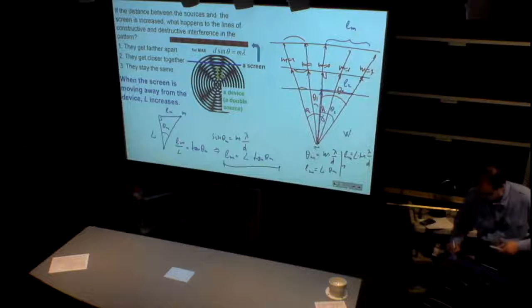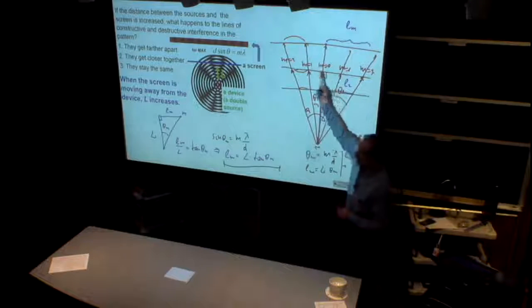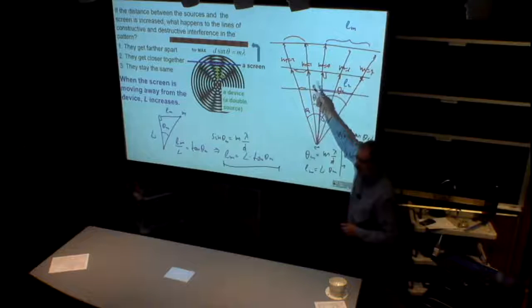Only when, keep it in mind, only when theta is small, much, much less than 1 radian. So that works for several maxima close to the central one. First, second, third.